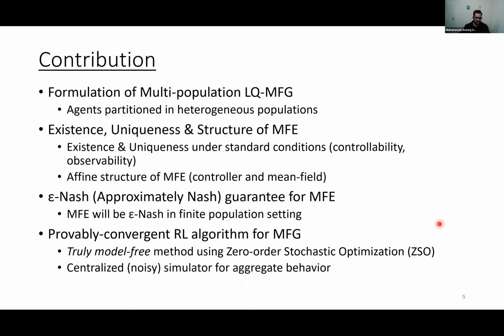Then we'll present a provably convergent RL algorithm using zero-order stochastic optimization techniques. These techniques give us a truly model-free method. What I mean by truly model-free is that given the information available in this RL algorithm, the agent cannot construct its own model. Basically, we only assume access to the cost that the agent gets. So under this setting, the agent cannot construct its own model. That's why we call it truly model-free. And we also assume access to a centralized, although noisy, simulator that simulates the aggregate behavior of the populations.